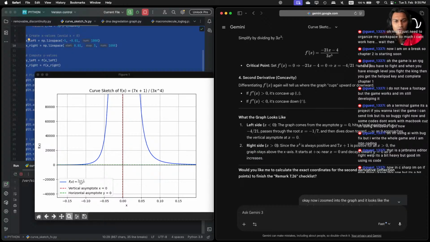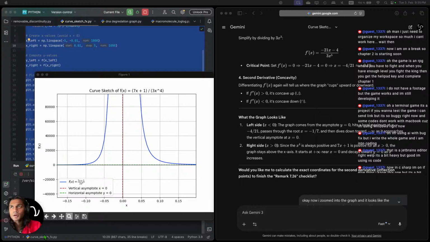Yo, I just saw your three messages right now. The game is an RPG where you have to fight, and when you have enough level, you fight the king. Okay, my OBS crashed suddenly. Just a minute. Don't worry, we got things back in control. You fight the king, then you get the helipad key and complete chapter 1. Now I'm on a break, so chapter 2 is starting soon.